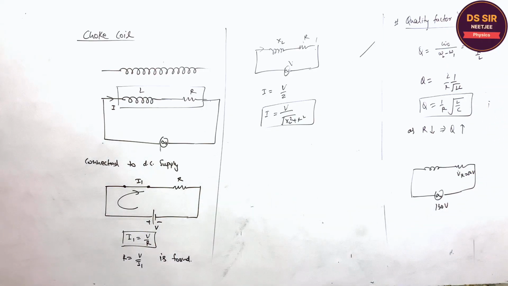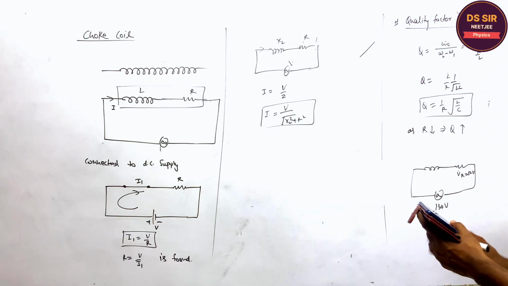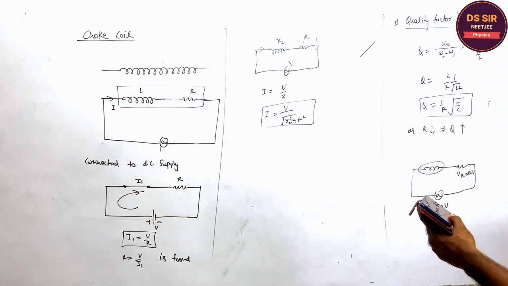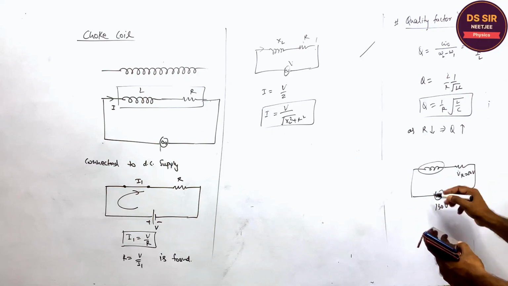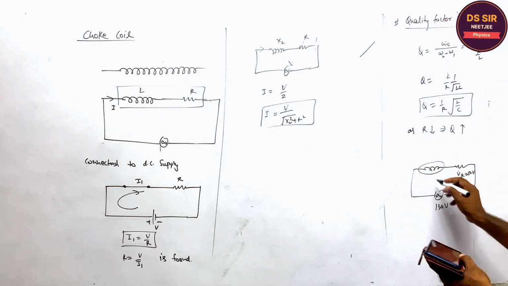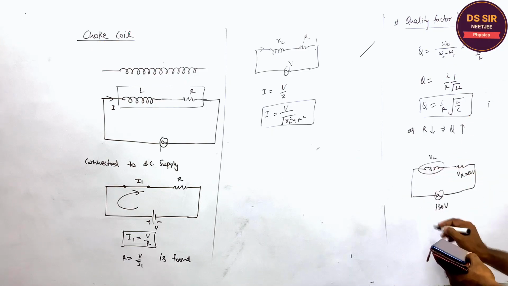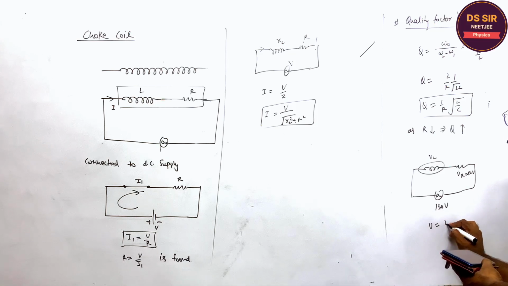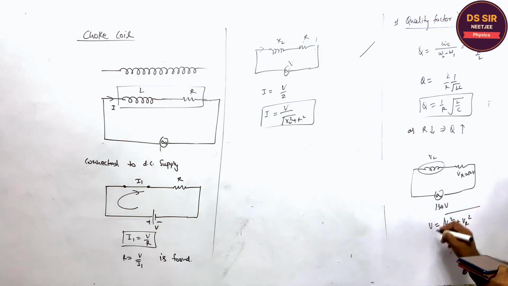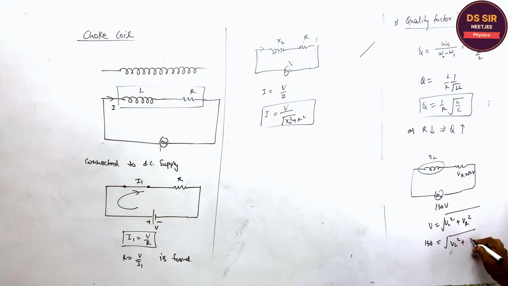This is a choke coil, with a resistance. What is the potential then? Only the inductor is over there, so this is VL. So V is equal to the square root of VL square plus VR square. So 130 square is equal to VL square plus 50 square. Is it clear or not?